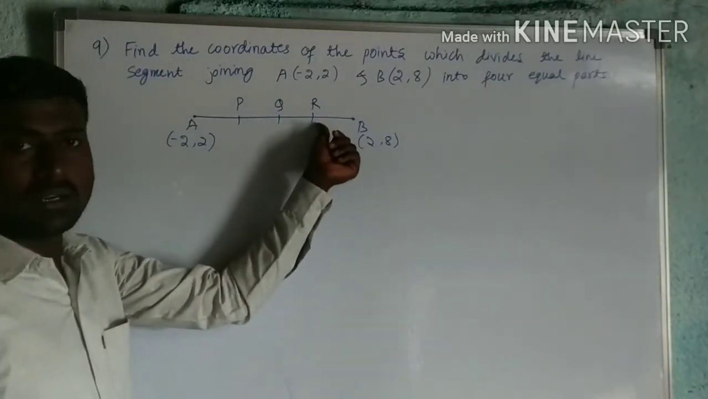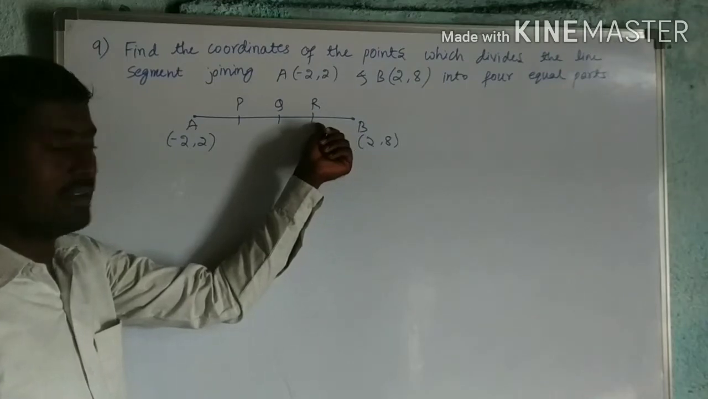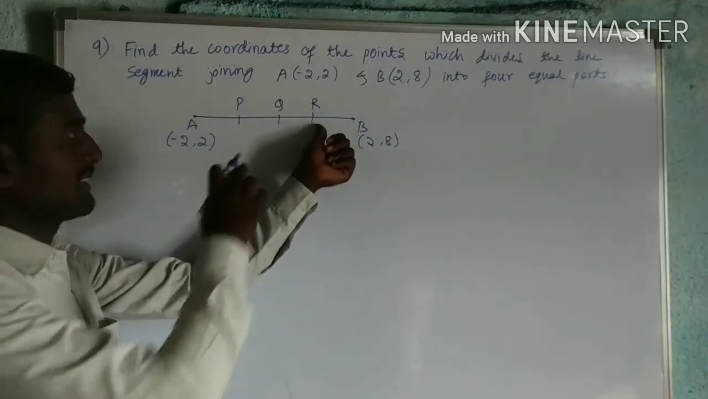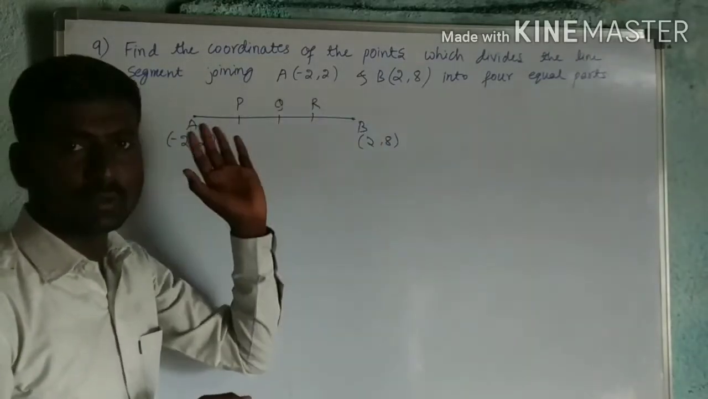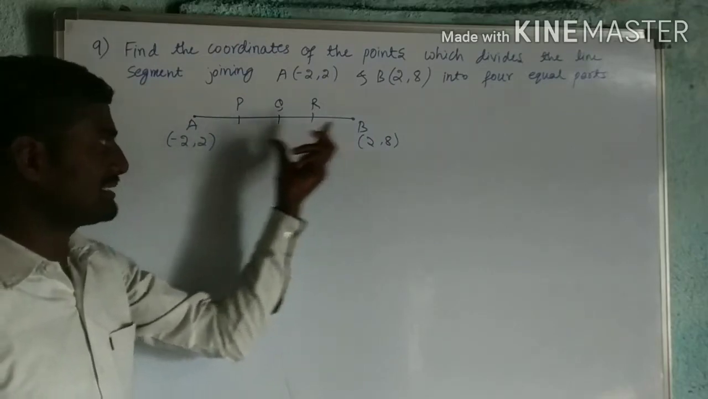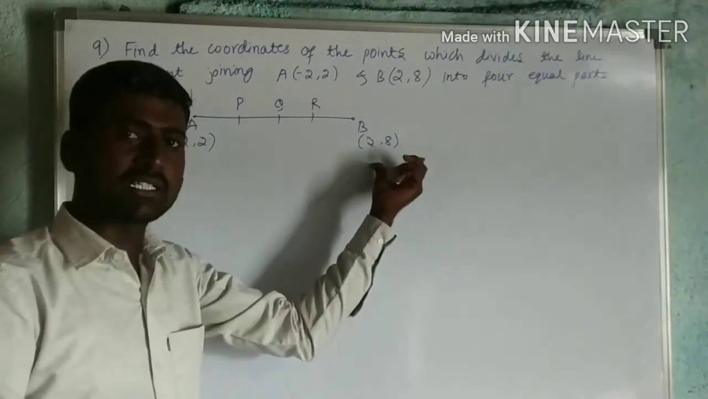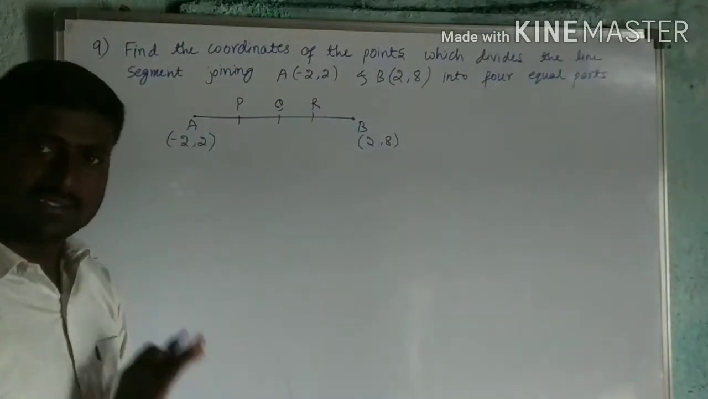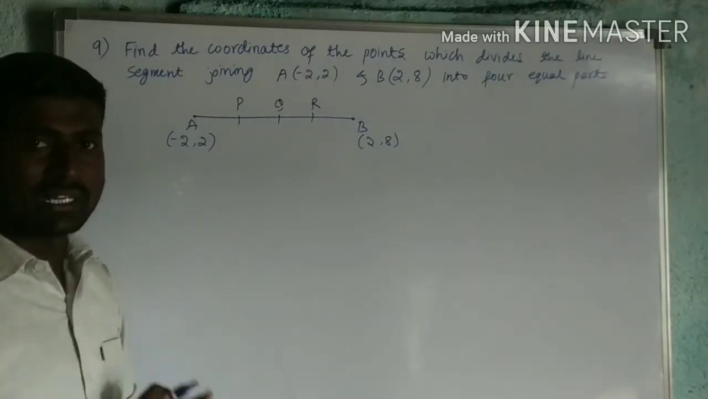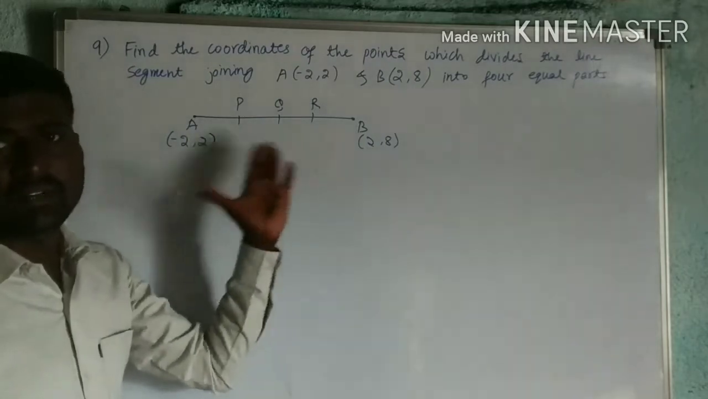Then now find the point for R. So left side how many equal parts? 3. Right side 1. 3:1 ratio. M1:M2 equal to 3:1. This has x1, y1, this has x2, y2. Again apply the section formula, you get the point R. Okay, this is another method, by applying the section formula. But I want to use the midpoint formula only.